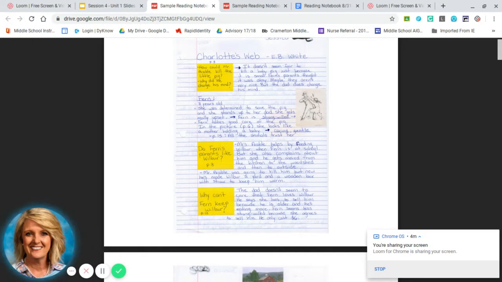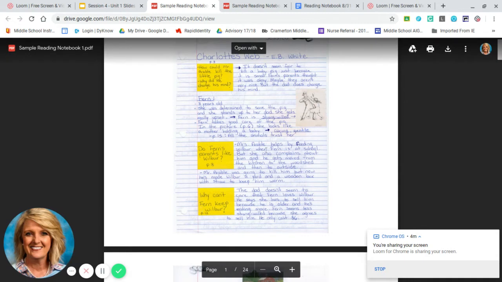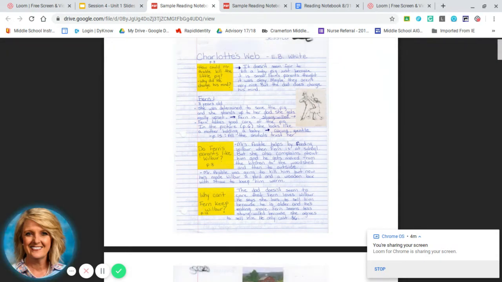Here she drew a little picture of Fern and Mr. Arable, and she wrote down something about Fern. She said that Fern's 8 years old. She was determined to save the pig, and she stands up to her dad. She gets really upset. She's very strong-willed. Fern takes good care of the pig in this picture. Page 6, she looks like a mother holding a baby. So that means Fern is caring and gentle. And on page 15, all the animals trust her. So based on these things that are happening on these different pages, she was able to determine a lot about Fern's character traits based on her actions.